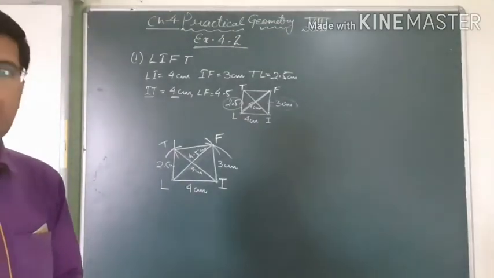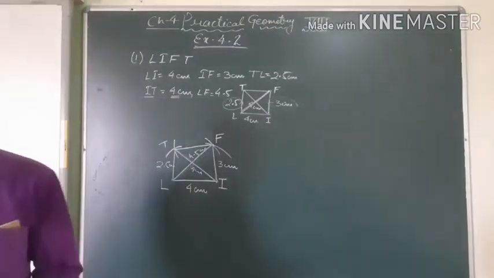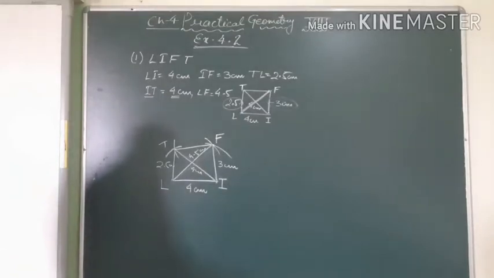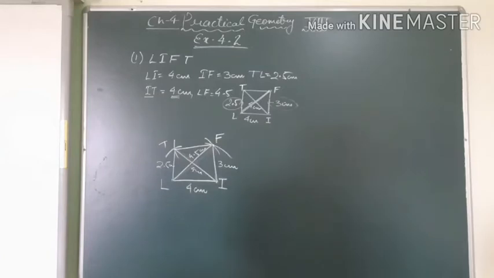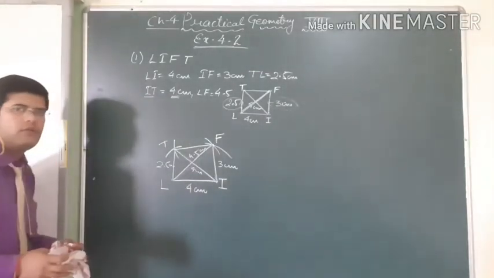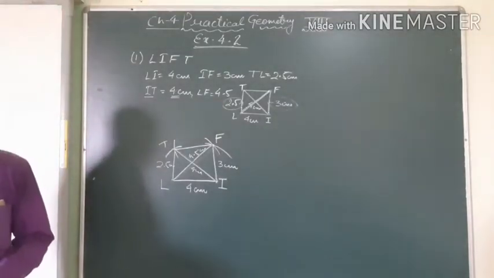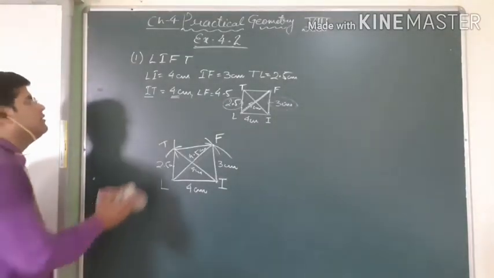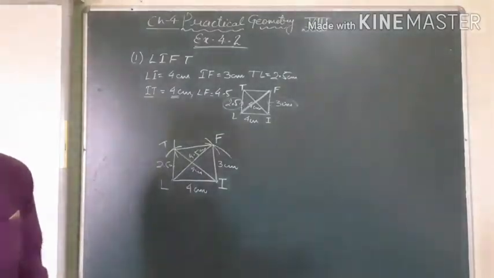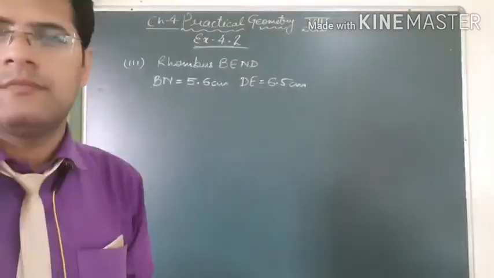Okay students, now I am going to make sum number 3, because second and first are similar. There is no difference in first and second. So in question number 3, we have to make a different thing, which is our rhombus. And I am going to rub this. So ready for the next sum.